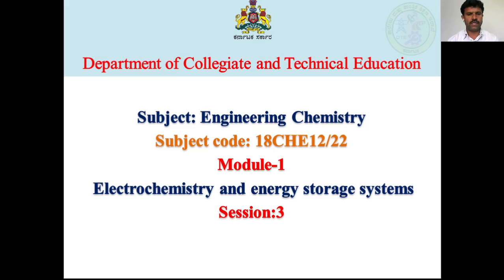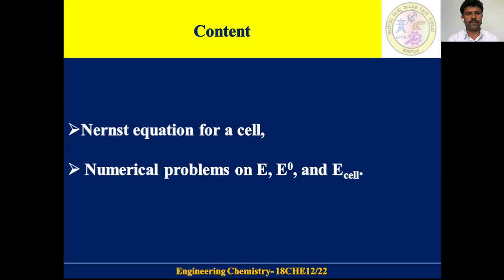In my Session 3 video lecture, I am going to talk about the continuation of Engineering Chemistry Module 1, that is Electrochemistry and Energy Storage Systems. In my previous session, I explained about electrode potential, cell potential or EMF of cell, and derivation of Nernst equation for single electrode. The session 3 content includes Nernst equation for a cell and numerical problems on electrode potential E, standard electrode potential E0 and EMF of cell, that is E cell.